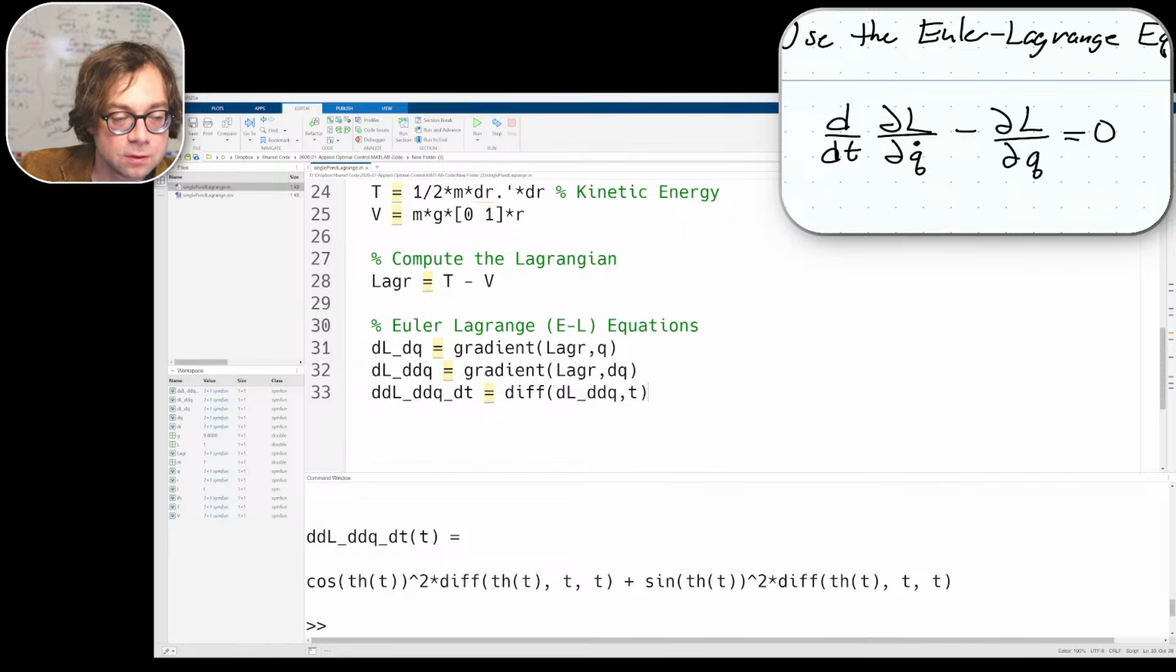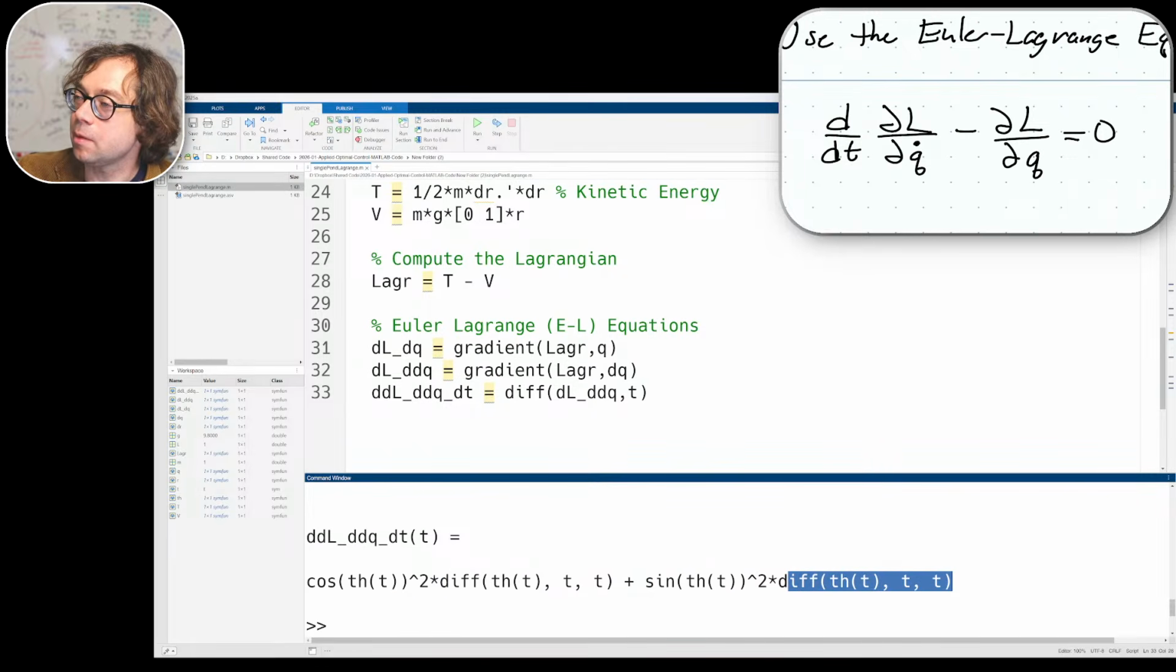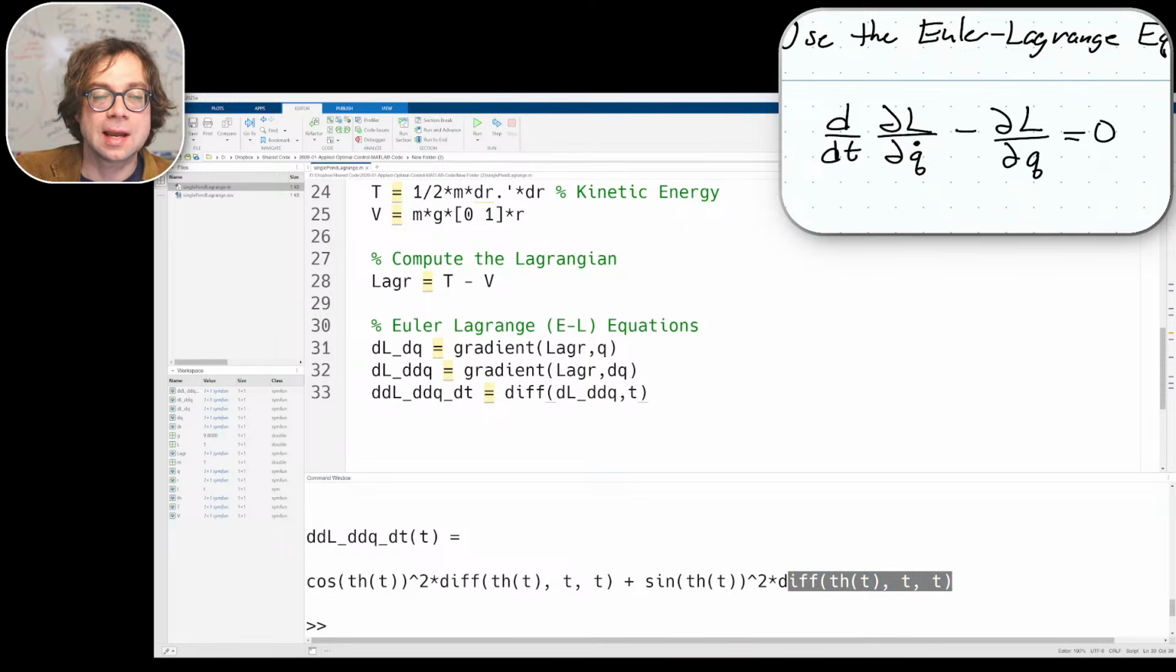By the way, you'll notice, my friends, I see a cosine squared times a thing plus a sine squared times the same thing. Anyone remember your trig identities? What does cosine squared plus sine squared equal? It equals 1. So sometimes it's helpful when you're done to just do a simplify. But we'll get to that.